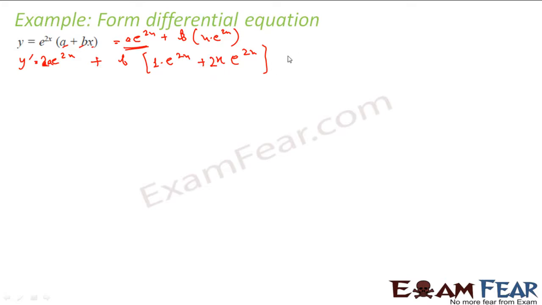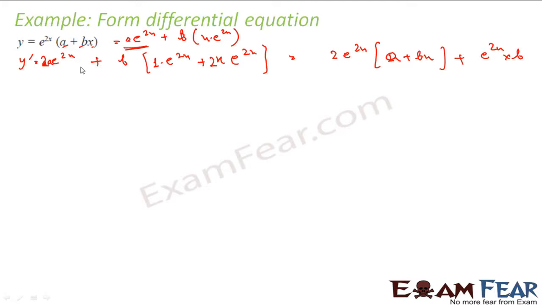So this guy is 1, and if you want to solve this further, or you want to keep e to the power 2x in one place, what you get here is 2 e to the power 2x times (a plus bx), plus this guy becomes e to the power 2x into b. Same thing, just rearranged. Now this is y dash.